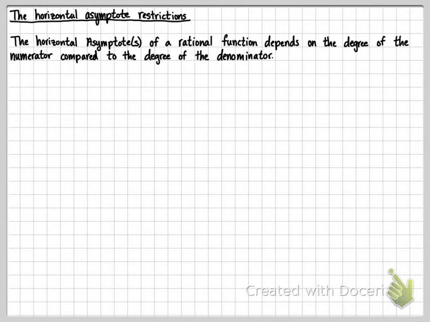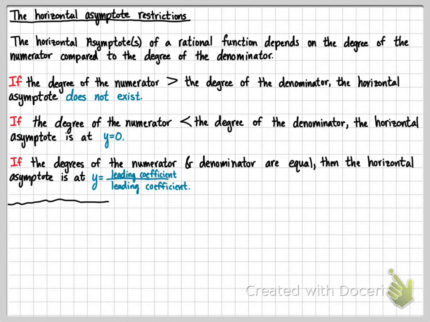Okay. So that was just with vertical asymptotes. The horizontal asymptote restrictions. The horizontal asymptotes of a rational function depend on the degree of the numerator compared to the degree of the denominator. All right, so if the degree of the numerator is greater than the degree of the denominator, the horizontal asymptote does not exist. If the degree of the numerator is less than the degree of the denominator, the horizontal asymptote is 0, y equals 0.